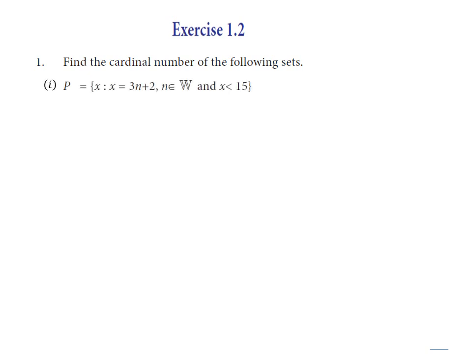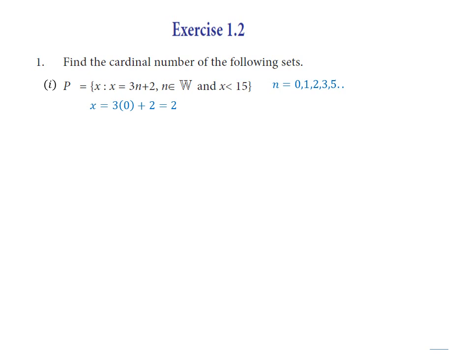First one, P is equal to the set of all x such that x is equal to 3n plus 2, where n belongs to whole numbers and x less than 15. You should take values for n from 0, 1, 2, 3, 4 because n belongs to whole numbers. And note this condition, x less than 15. It should not go above 15. So we have to substitute the values for n, then we will get x value.